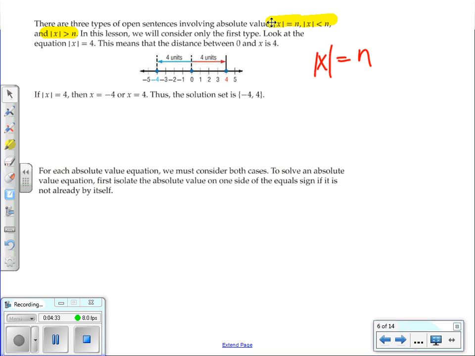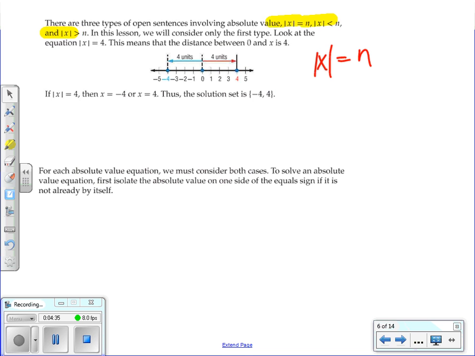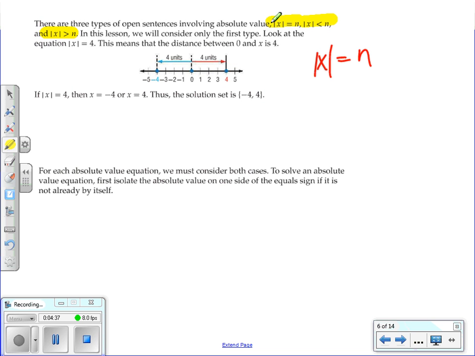So if the absolute value of x equals 4, then we know that x could either be negative 4 or it could be positive 4. All right, so the solution set is negative 4 and positive 4.